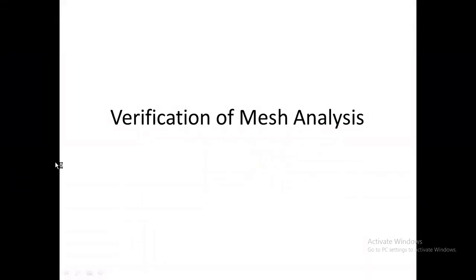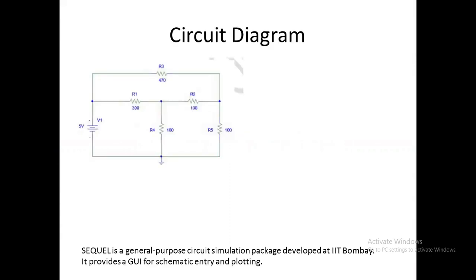Yes. So today we will be seeing the verification of mesh analysis. Now this is the given circuit diagram. First, we will do the theoretical calculations. As we have already studied how to write the mesh equations using KVL, we will start writing the equations first. Since it is a mesh analysis, we will assume the directions of the current to be clockwise and name them I1, I2, I3, which are the three unknown currents, as you can see.